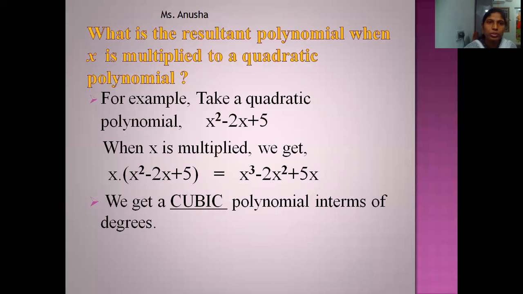For my first question, what is the resultant polynomial when x is multiplied to a quadratic polynomial? I take a quadratic polynomial x square minus 2x plus 5. When you multiply it with x, you will get x cube minus 2x square plus 5x. When you multiply x with a quadratic polynomial, you get a cubic polynomial in terms of degree.